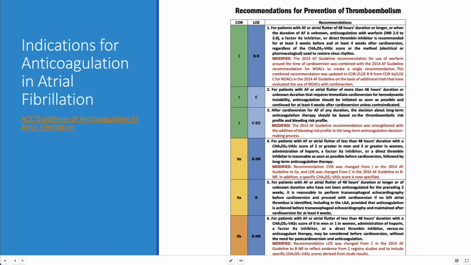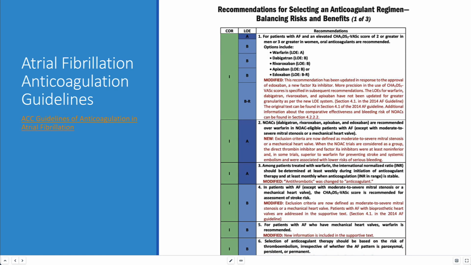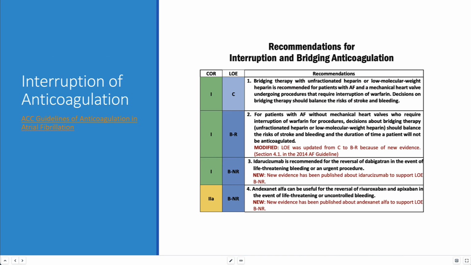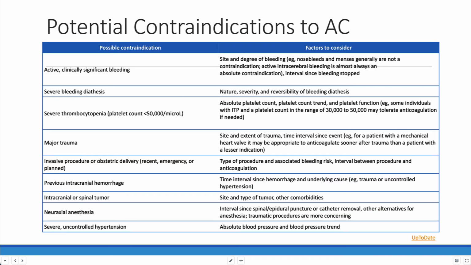Here are the indications for anticoagulation in atrial fibrillation. These are from the ACC guidelines. They're pretty dense, but I gave them to you here to read if you're interested. We have the recommendations for selecting the right anticoagulant regimen. Also, the references there for you to select if you choose. And then we have potential contraindications to anticoagulation.